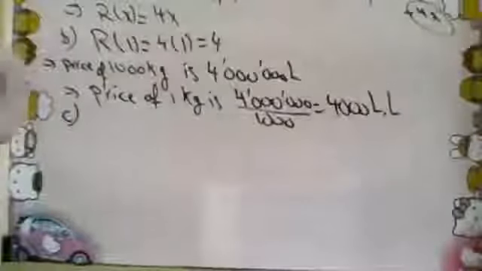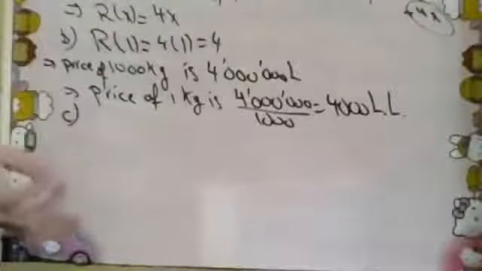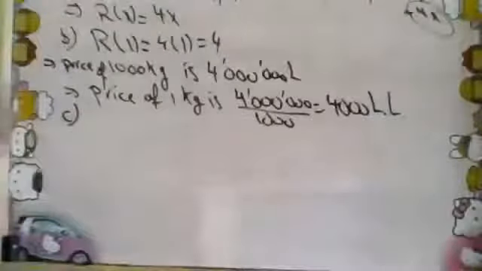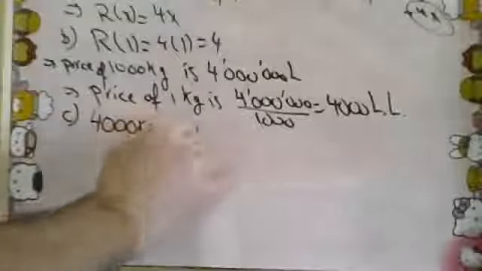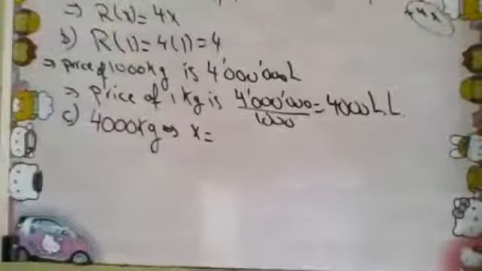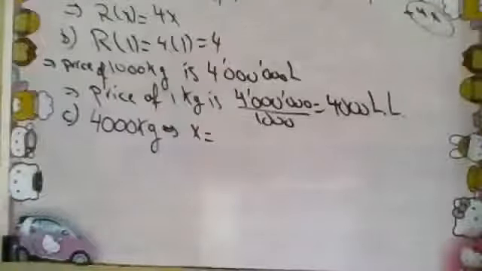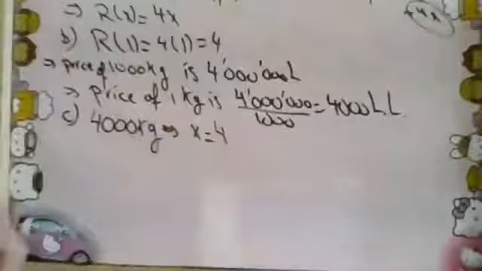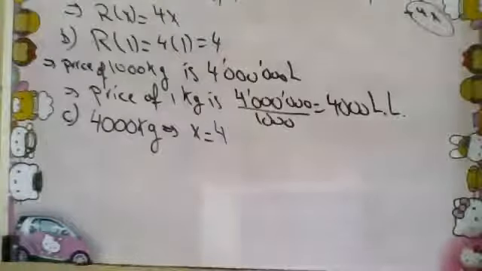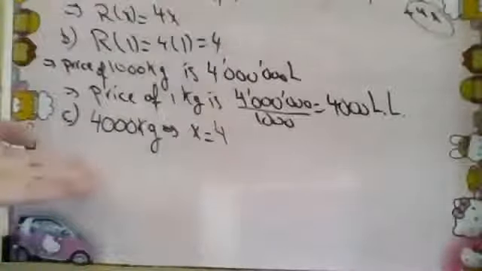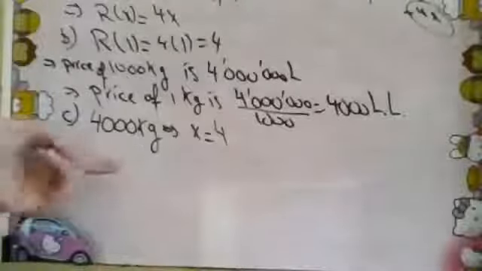The company produces 4,000 items, or 4,000 kilograms. So we have to find the cost of 4,000 kilograms. When I say 4,000 kilograms, what will be the value of X? 16 million? No, X is 4. X is 4, you divide by 1,000.